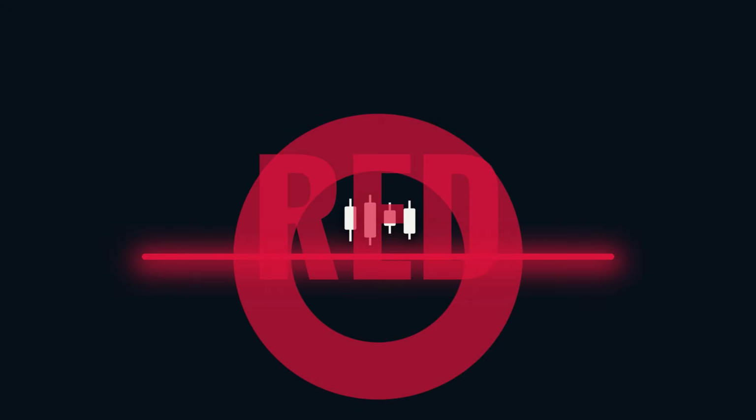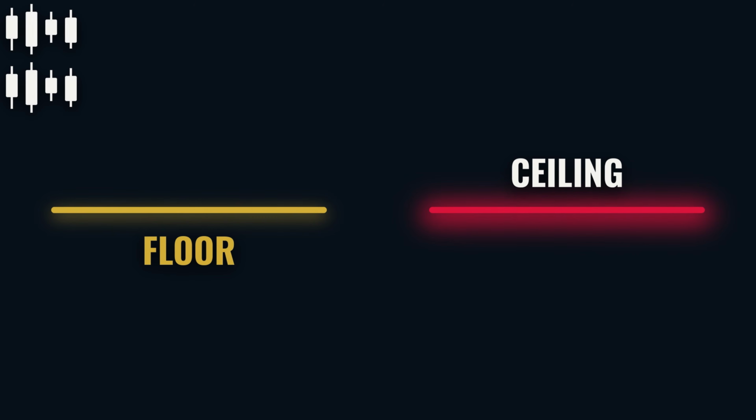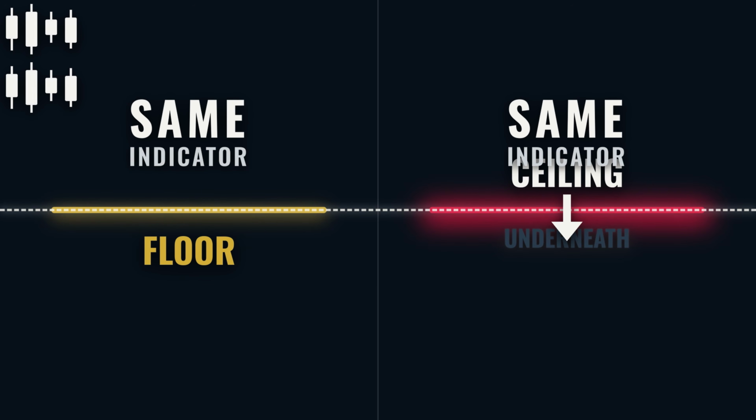The second it flips red and jumps above the price, that floor just became a ceiling. Now the price is underneath it, getting pushed down. That's going to be a downtrend. Same line, same indicator, two completely opposite meanings. One position means the buyers are in control, the other means the sellers are in control.